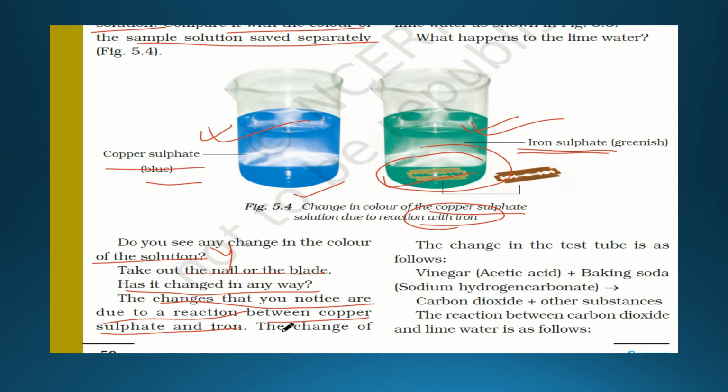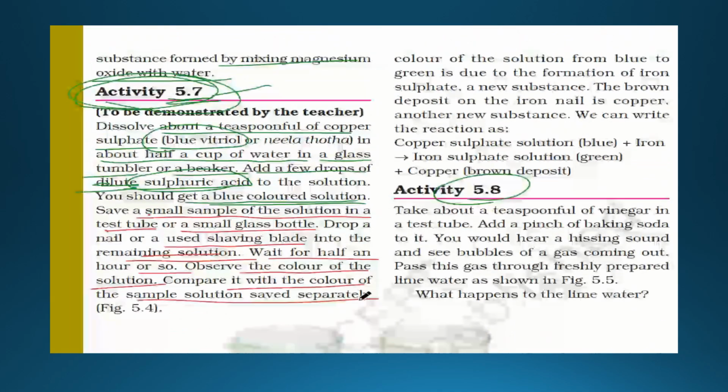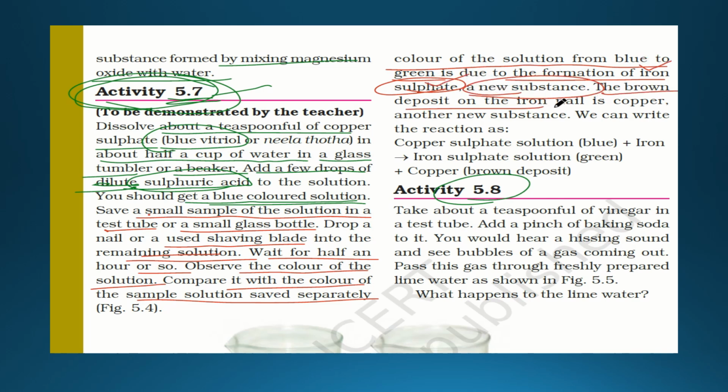So what is the change which has happened? The change of color of the solution from blue to green is due to the formation of iron sulfate. So copper sulfate has converted to iron sulfate. A new substance is formed, and the brown deposit on the iron nail is copper. So on the iron nail we have seen a deposit of copper. Another new substance is formed. So we can write the reaction as this: copper sulfate solution plus iron gives iron sulfate, and copper is also formed, which has been deposited on the iron blade or iron nail, whatever you have taken.